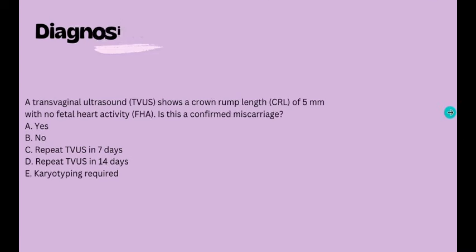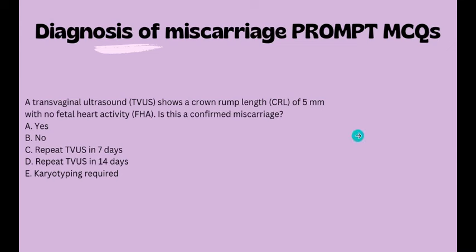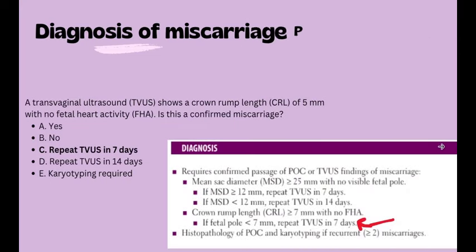Let's do another question. So this patient has a crown rump length of 5 millimeters with no fetal heart activity. Is this a confirmed miscarriage? I'll get you to pause it, and when you're ready, we will look at the answers. So I'm going to show you the answers now. And the answer is no, this is not confirmed, and you need to repeat it in 7 days.